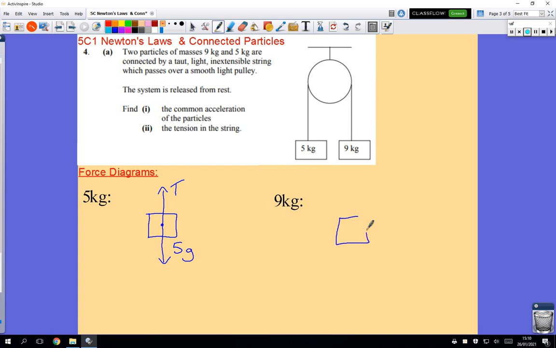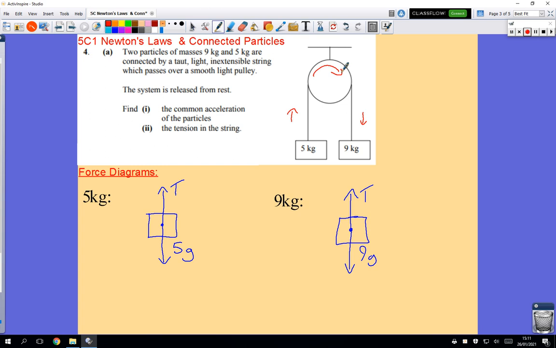I'm going to draw a force diagram for the 9 kilogram particle. Again, its weight is acting downwards, in this case 9g, and the tension is still pulling upwards here. One thing I want to do is think about the direction that these particles will accelerate. Because the 9 mass is greater than the 5, the 9 kilogram particle is heavier than the 5 kilogram particle, and you would imagine that's going to make the 9 kilo mass go downwards and the 5 kilo mass go upwards, and the pulley essentially rotate around this way. That's the way I'm thinking about it.